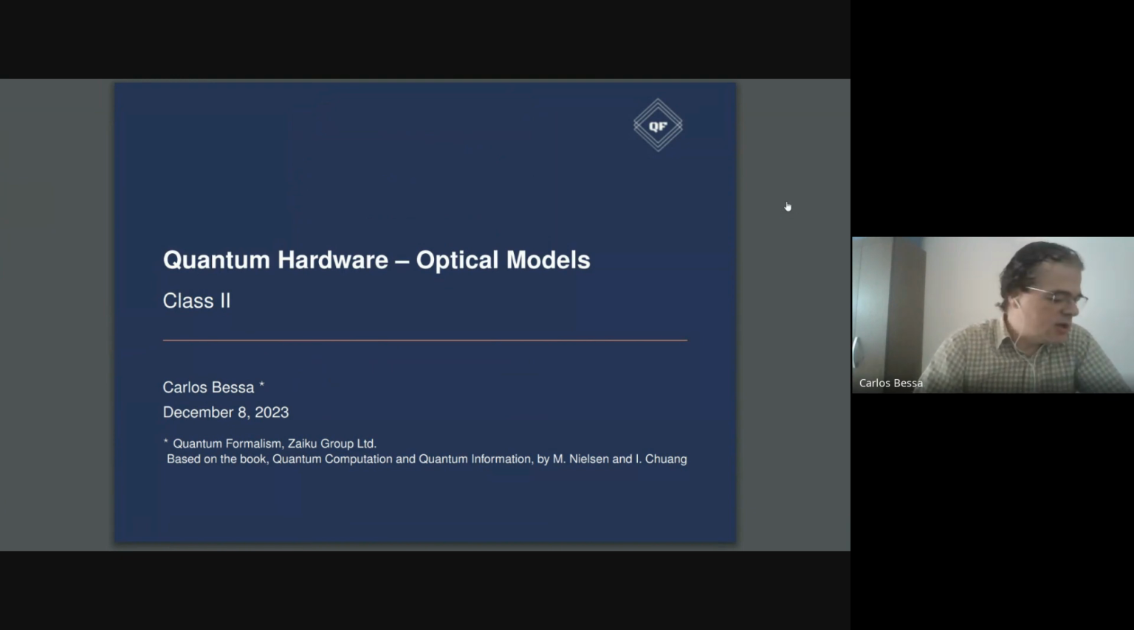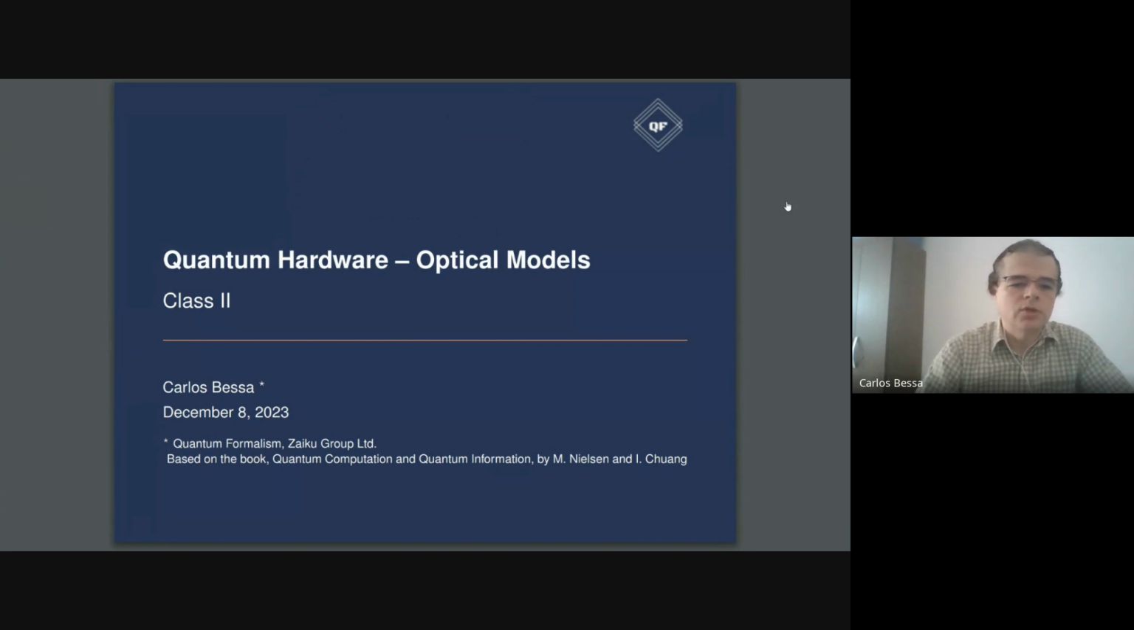But because I have too much material, I decided to split this presentation in two parts. Today I will show how to quantize the simple harmonic oscillator, and next Friday we'll see how to link with quantum information and quantum computation. I will start by showing some slides just to give some introduction, and then I will use the whiteboard to make some calculations that we need.